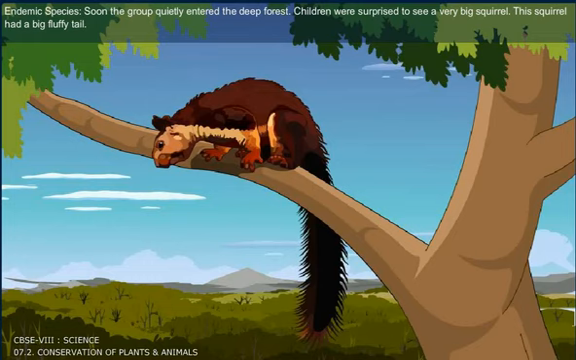Children were surprised to see a very big squirrel. This squirrel had a big fluffy tail. They were very curious to know about it. Madhav told them that this is known as the giant squirrel and is endemic to this area.